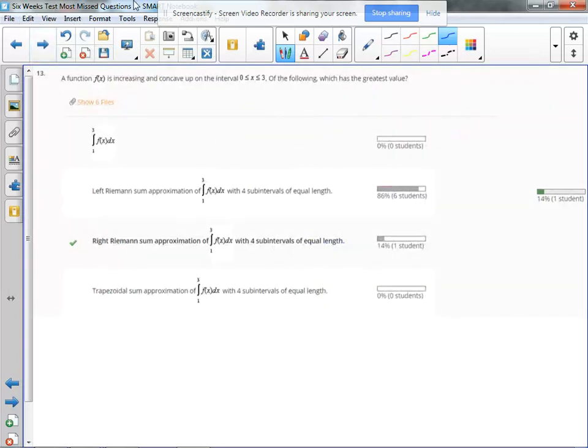Okay, let's look at number 13. Guess what? I just tweaked this from the review to see how many people were actually going to pay attention, or if you were just going to regurgitate what was on the review. Guess what? I'm not dumb.